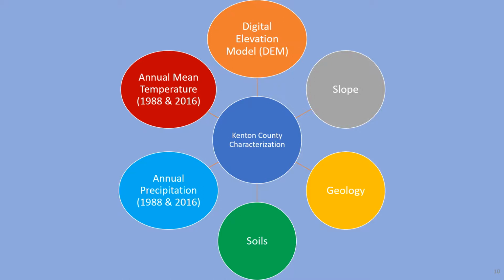As part of the site characterization of the study area, I have included the following GIS-related data. A 30-meter resolution digital elevation model obtained from the USGS Earth Explorer site, a slope-derived layer from the DEM data, geology and soil layers for Kenton County from the USDA NRCS Geospatial Data Gateway, and annual precipitation and mean temperature data for 1988 and 2016 from the PRISM website.